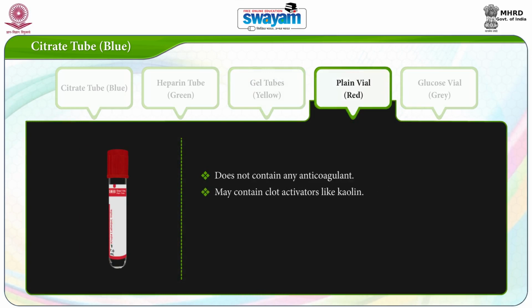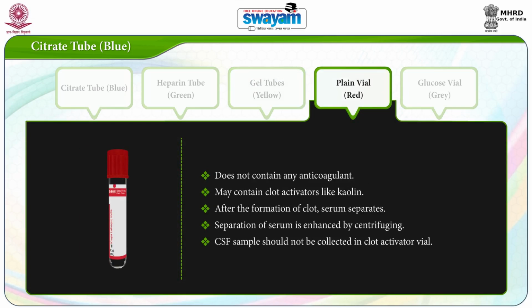Plain vial is again a red vial. Okay, it is similar to your yellow color only. In yellow color you have a gel. In red color you don't have a gel, and there is no anticoagulant also. So once you put the blood, it is going to coagulate because there is no anticoagulant, and you will get what? You will get the serum. Okay, so to separate serum you will use the plain vial. Okay, so serum also can be stored at minus 80 and it can be used for procedures like ELISA and all.